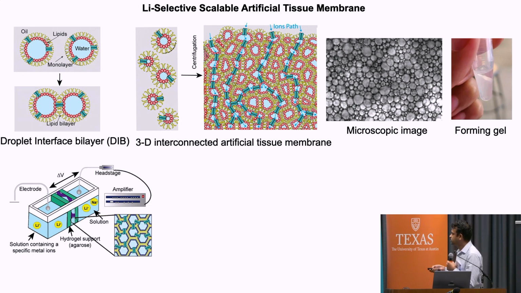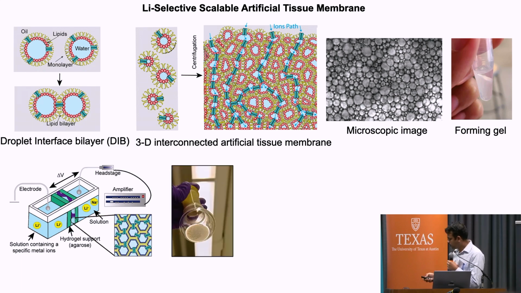put in or installed in a measurement cell. This gel can be supported by two hydrogel layers, and we can put two electrolyte chambers on both sides and apply two electrodes, and similar to the previous experiment, we can apply a potential difference here and get the current output.